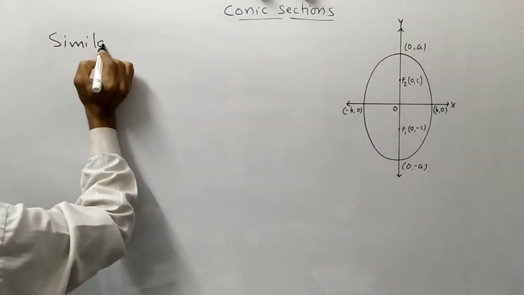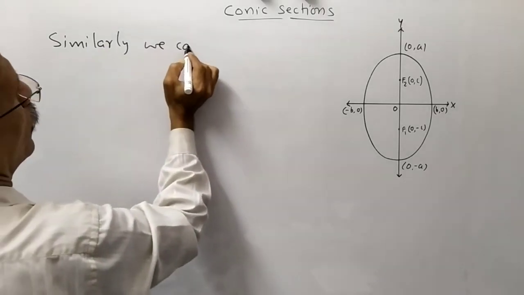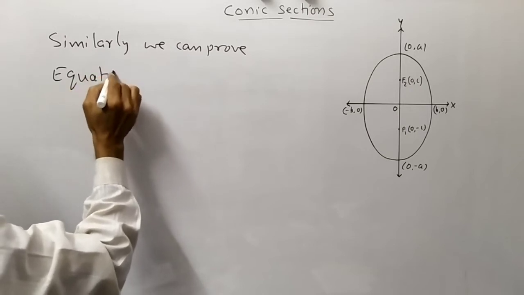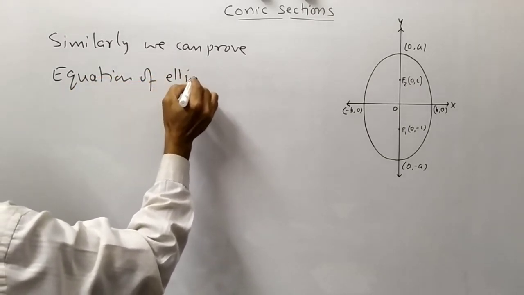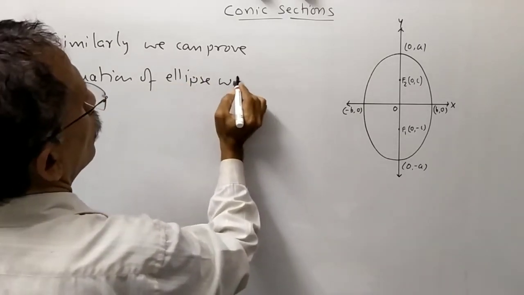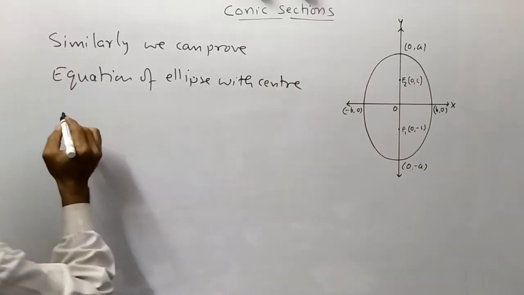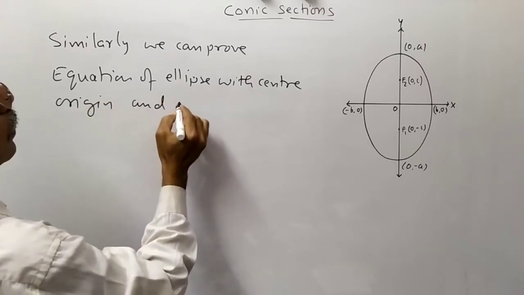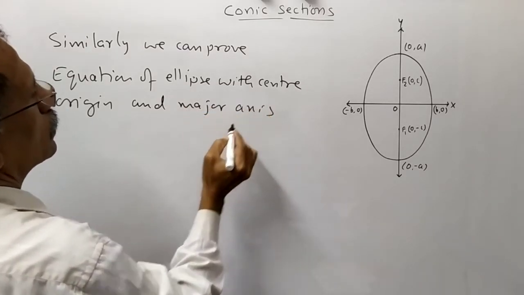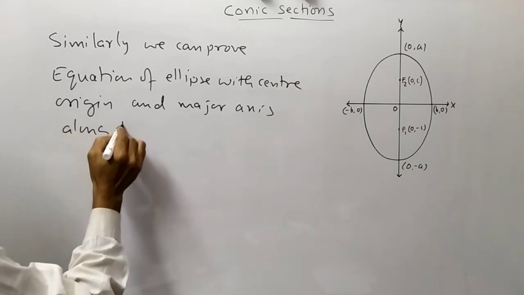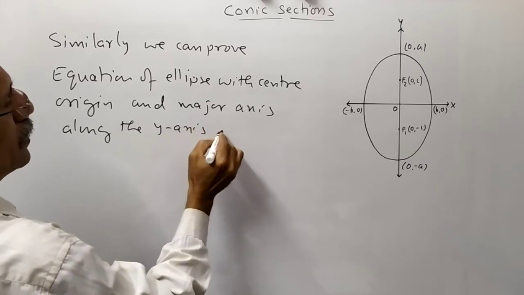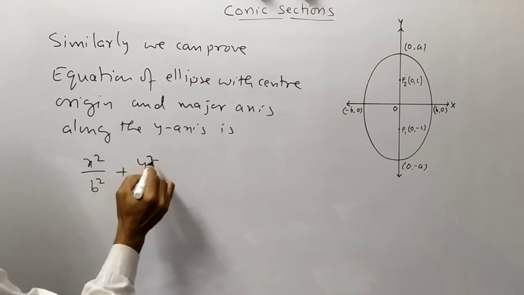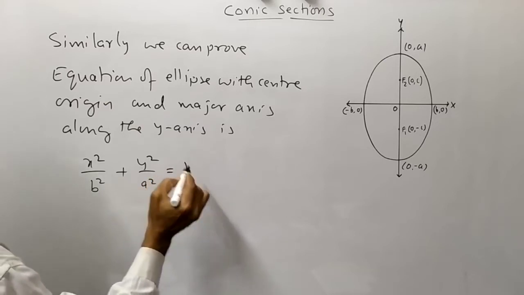Similarly, we can prove the equation of ellipse with center origin and major axis along the y-axis is x square divided by b square plus y square divided by a square is equal to 1.